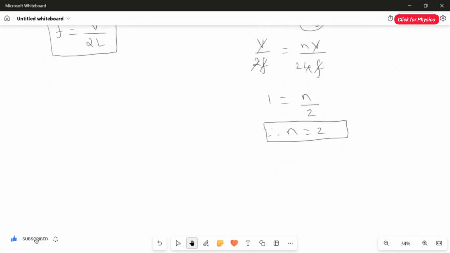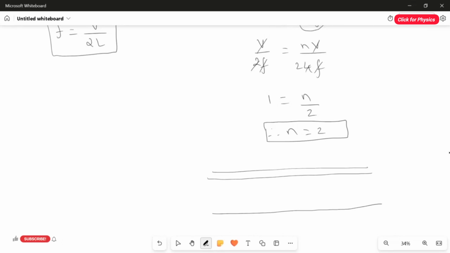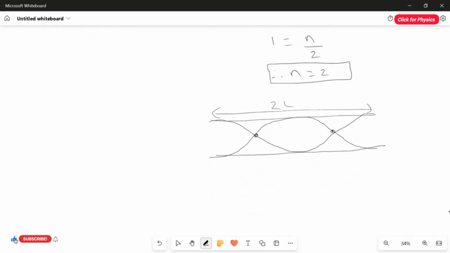If you want, we can verify the answer. Let's draw the diagram for n equal to 2. This is pipe B. So here we have 2L distance. So this is n equal to 2. When the sound waves pass through the pipe, let's see, we will get the same answer as the fundamental frequency. So in this total length of 2L, how much lambda do we have? Quarter, that means 4 lambda over 4 we have.